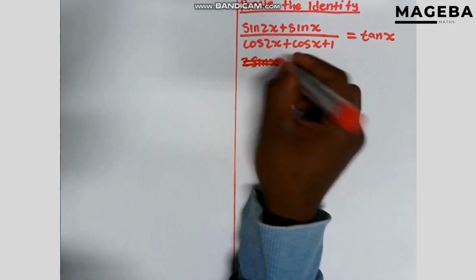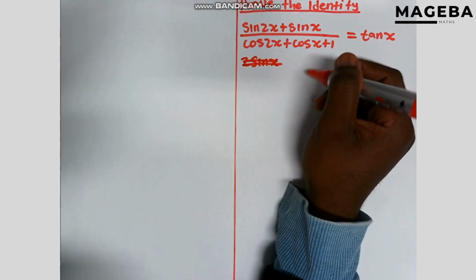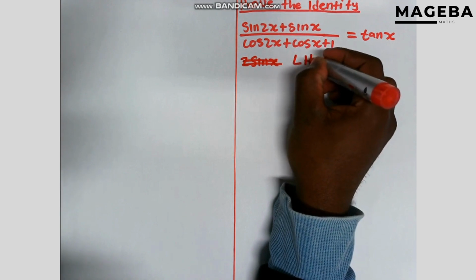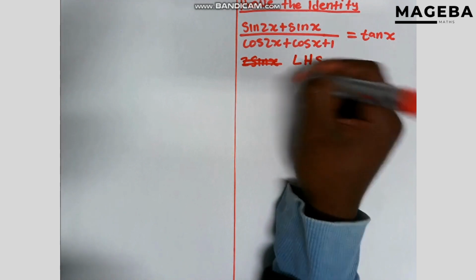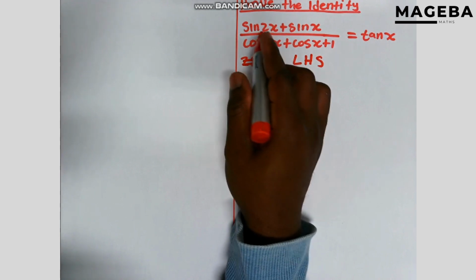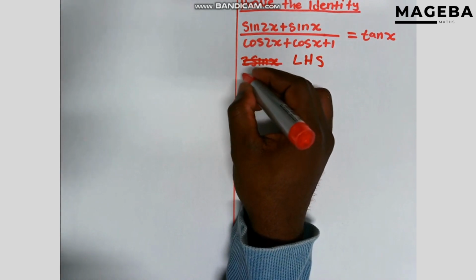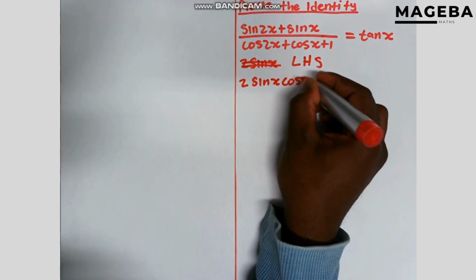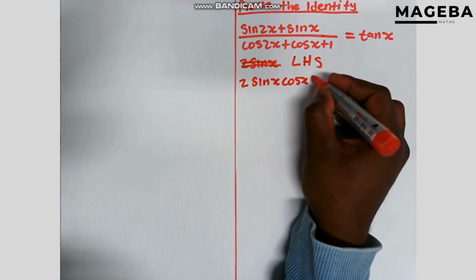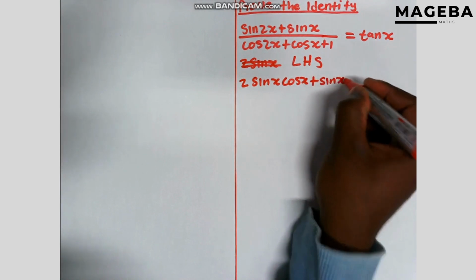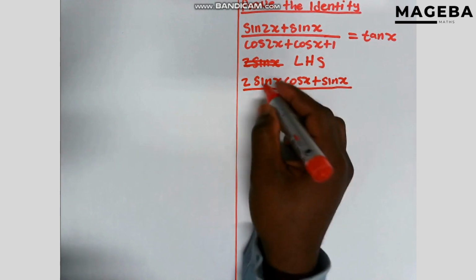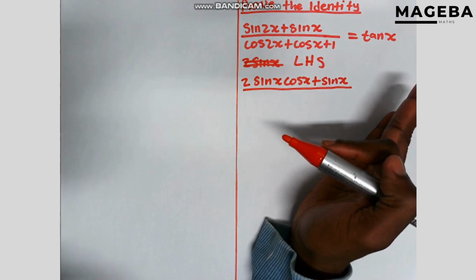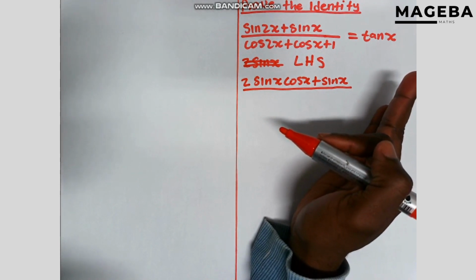First of all, before I go there, you must say which side you are proving. This is my left hand side, this is my right hand side. So we'll start by saying it's my left hand side. Then from there, changing my double angle of sine, it's going to be 2 sine x cos x, and then plus sine x, all over the double angle of cos. Now I have three types of double angle of cos. I need to choose one of the three.